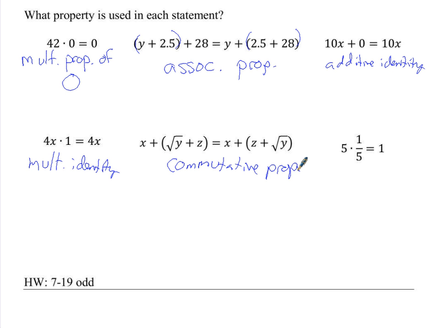How about the last one? Very good. Multiplicative inverse. We have a number times its reciprocal, and that gives us one. That's the multiplicative inverse. Nice job.